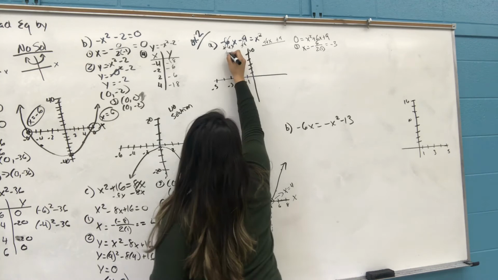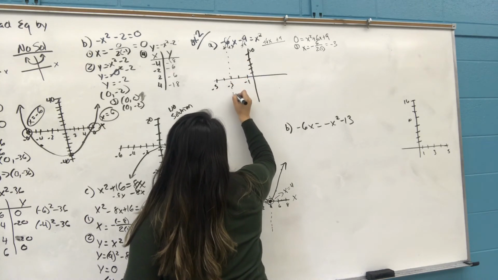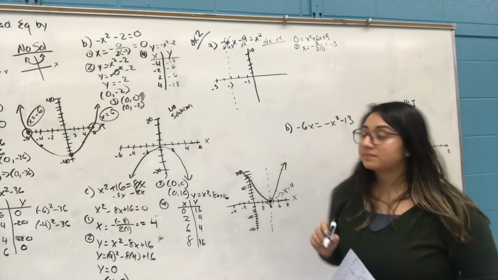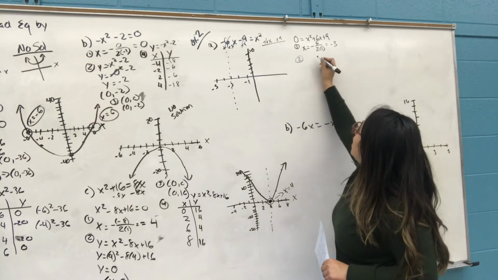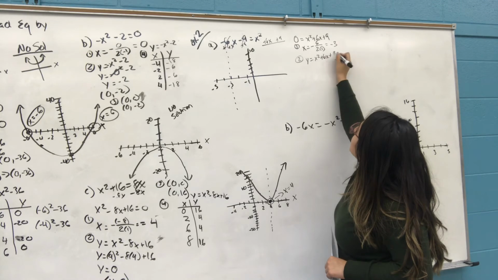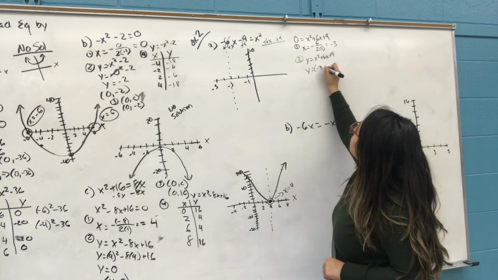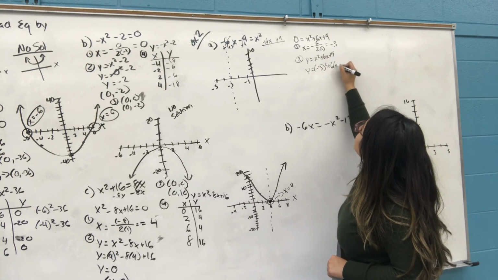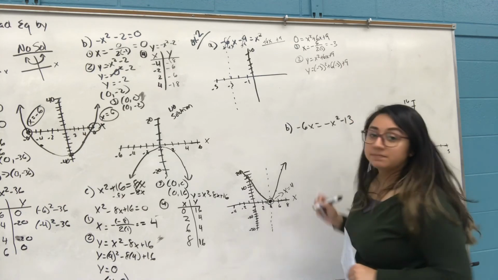Let's go ahead and draw that dotted line. It's always a vertical line. I have it right there. Next thing, get my y. So then I have y is equal to x squared plus 6x plus 9. Now I have negative 3 squared plus 6 times negative 3 plus 9.